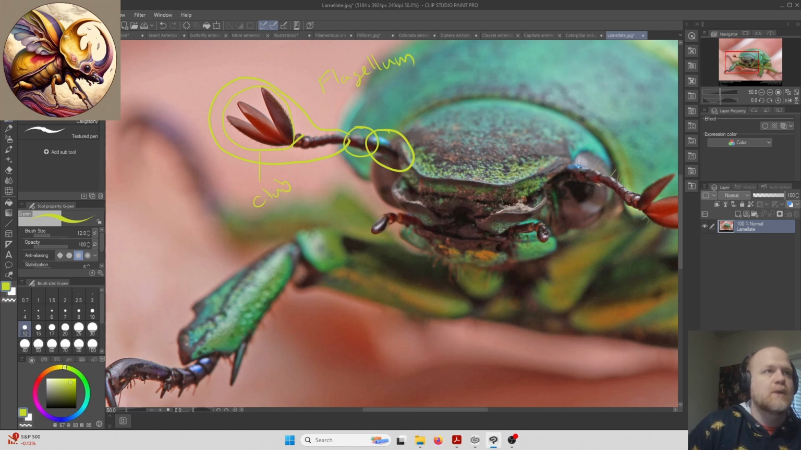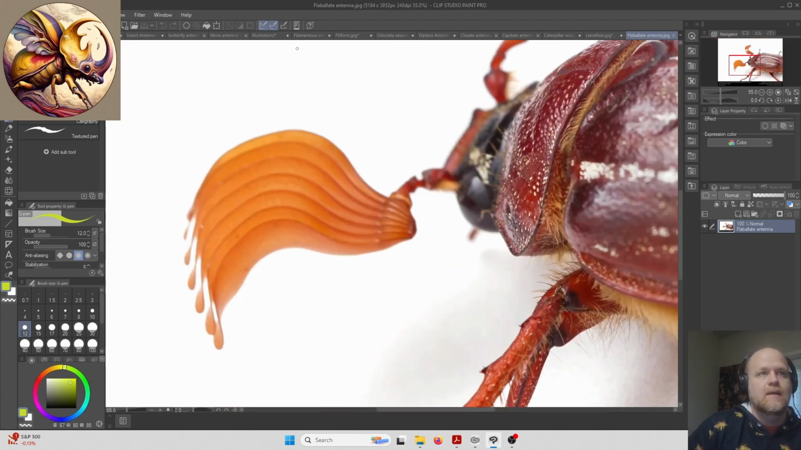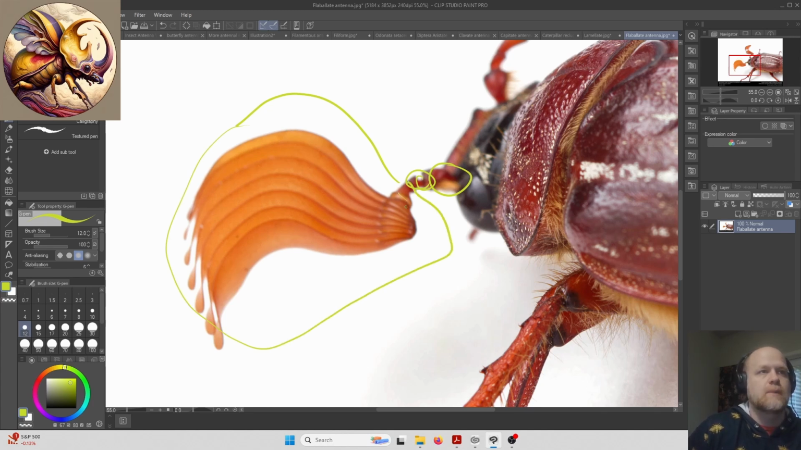And lamellate is distinguished by, generally it's 3, but it's 1 in the middle and 1 on each side, like a fan. Scarabs can also have much more complex fan-like structures called flabellate, which this is what that looks like. So again, you have the scape, the pedicel, and then this is all the flagellum. And the club here is an extremely elaborate set of laterally expanded fan segments.